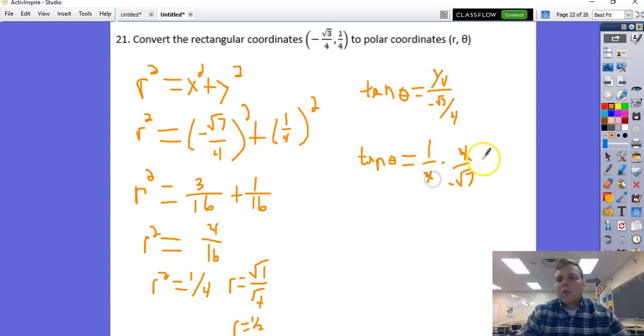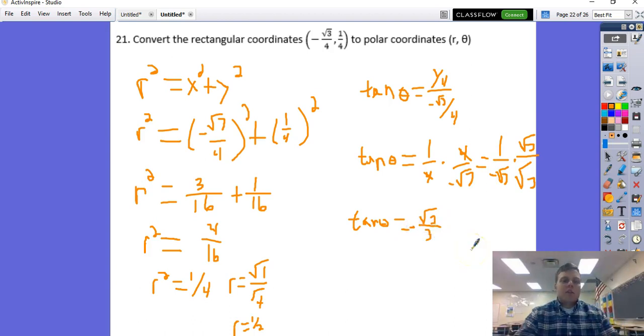The 4s cancel, so you get 1 divided by the negative square root of 3, which hopefully you realize you can't keep, because that would have a square root in the denominator, which I can't have. So I have to multiply top and bottom by square root of 3. So don't forget this negative sign. A lot of us lose sight of this negative sign. Don't forget it, okay? So now we have tangent theta is equal to square root of 3 over negative 3. So I'm just going to pop the negative out here to the side.